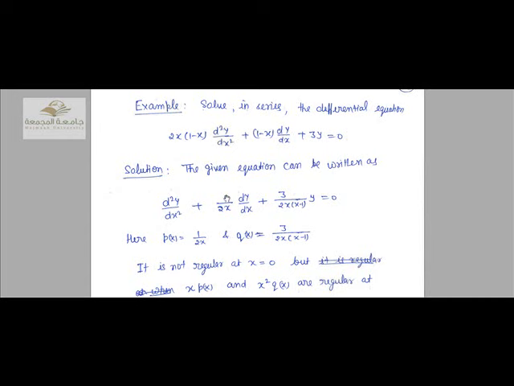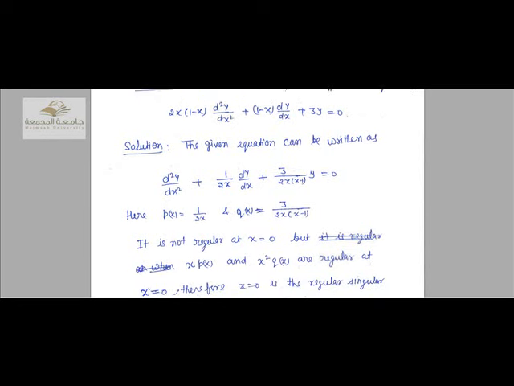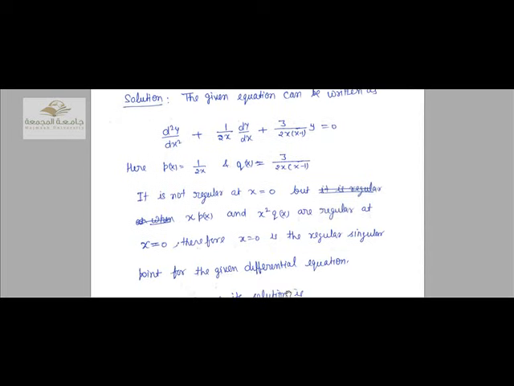The given equation can be written as d2y over dx2 plus 1 by 2x dy by dx plus 3 by 2x(x minus 1) into y is equal to 0. Here p(x) is equal to 1 by 2x and q(x) is equal to 3 by 2x(x minus 1). It is not regular at x is equal to 0, but xp(x) and x square q(x) are regular at x is equal to 0. Therefore x is equal to 0 is a regular singular point for the given differential equation.